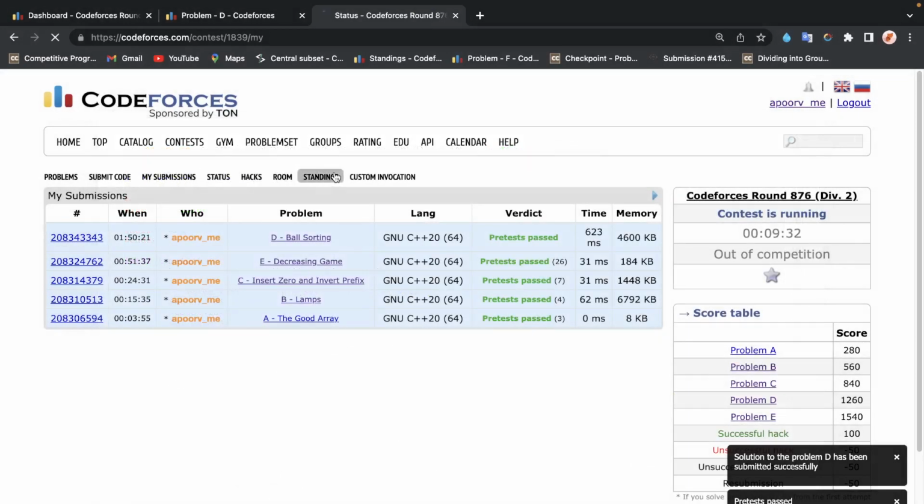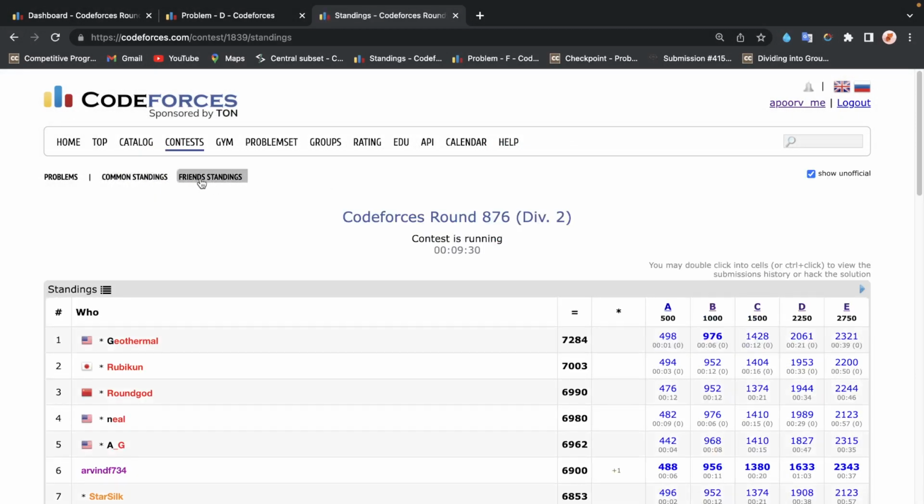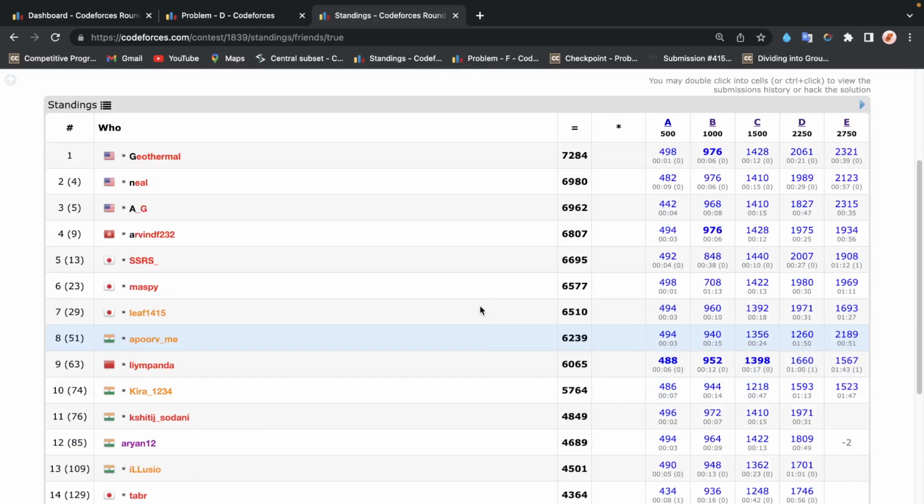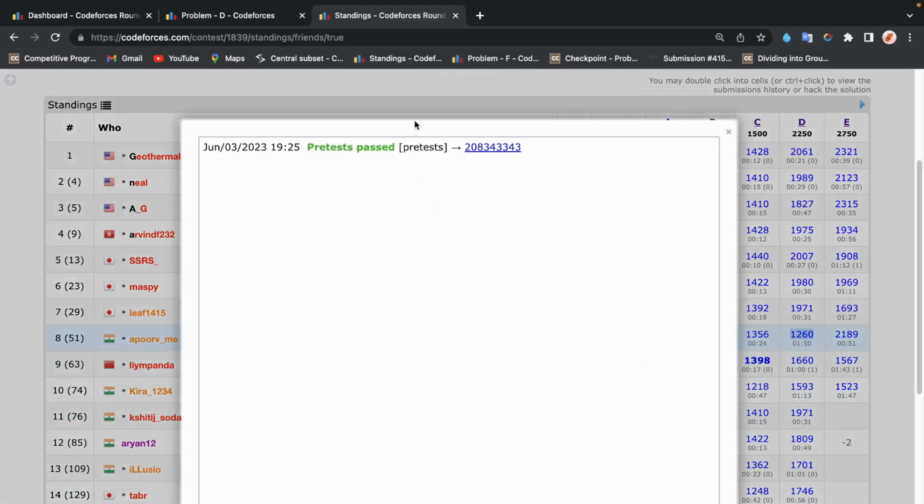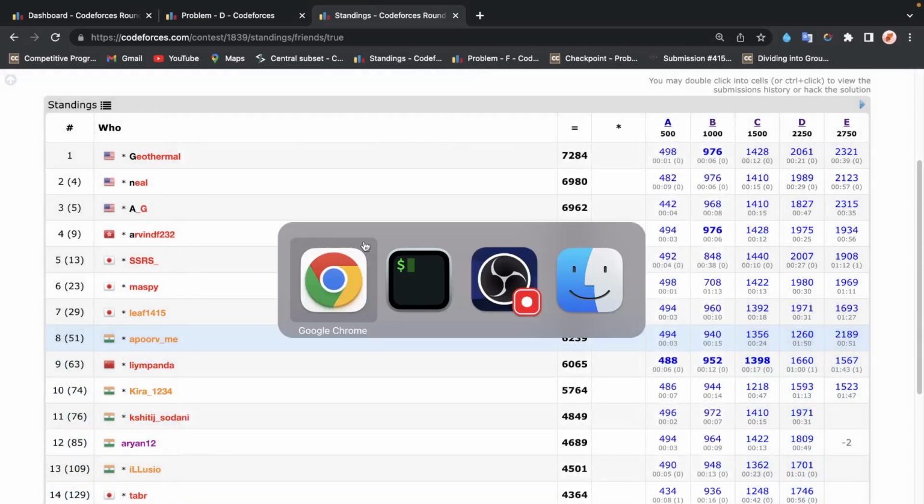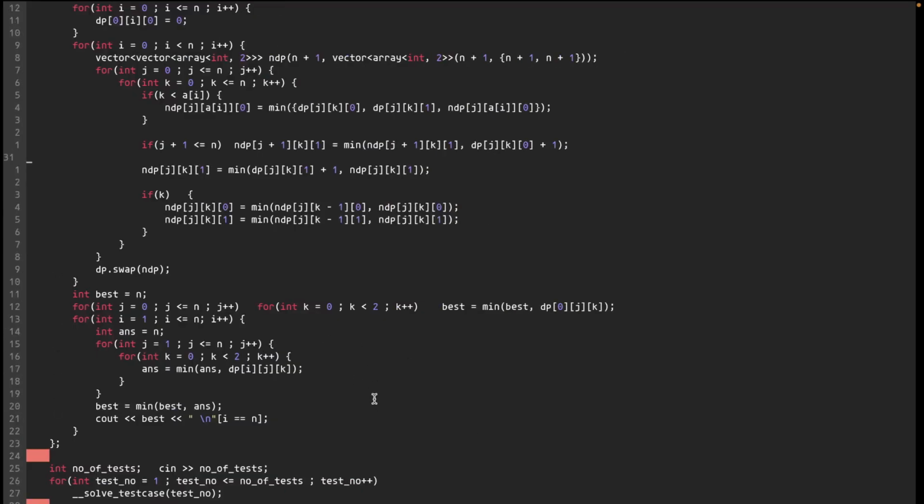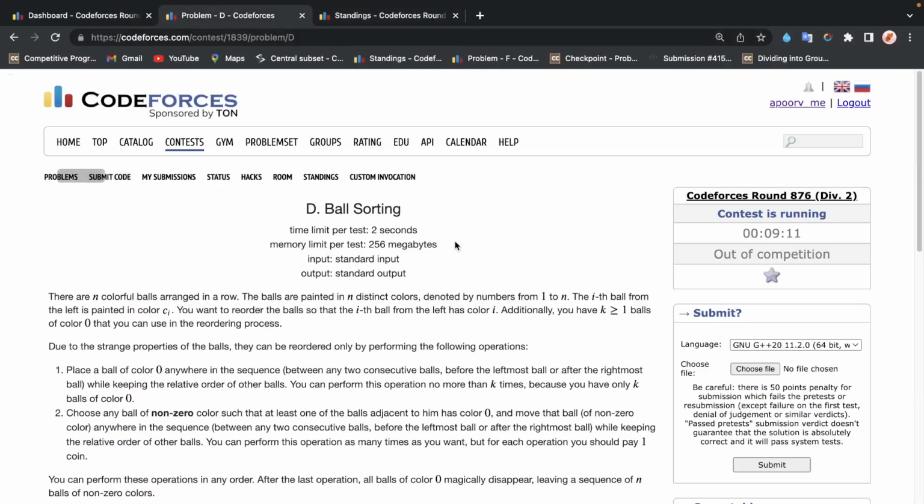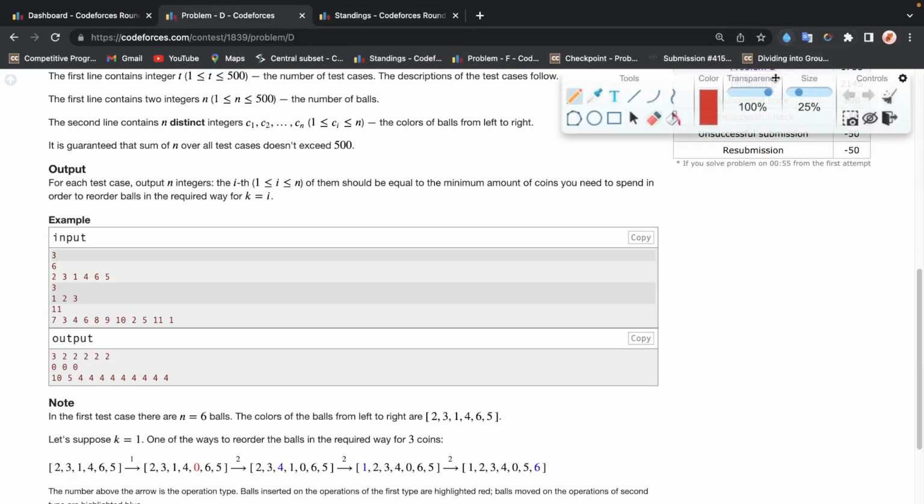Oh, it passed. Ah, classic. Such a first DP passed, man. Well, the idea for the DP was pretty easy, I guess. The idea was simple that the remaining array has to be sorted.